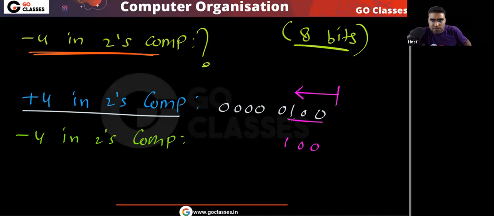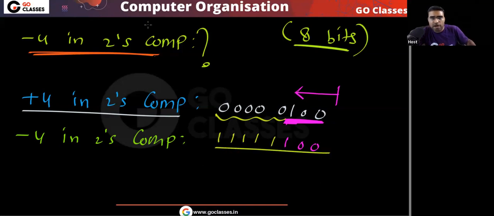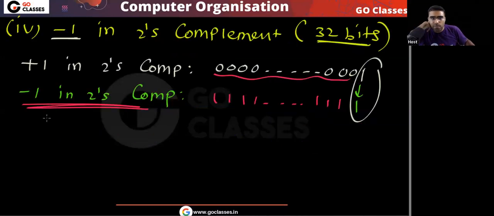Till the first one, everything will be same. After that, everything will be complemented. So this is your minus 4 in 2's complement. Is this understood? Please tell me. Okay, so very simple. So here you can notice minus 1 in 2's complement, that will be what?